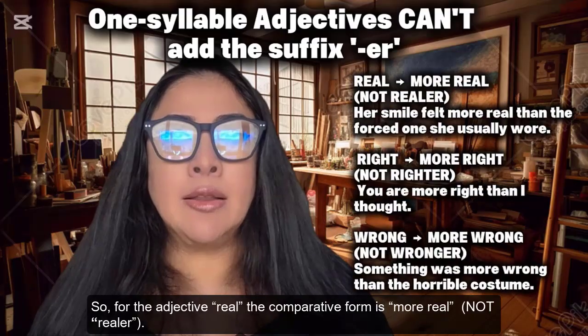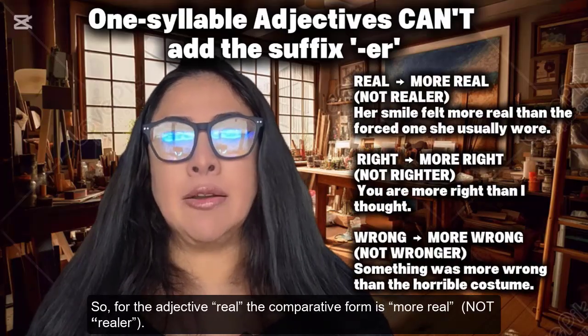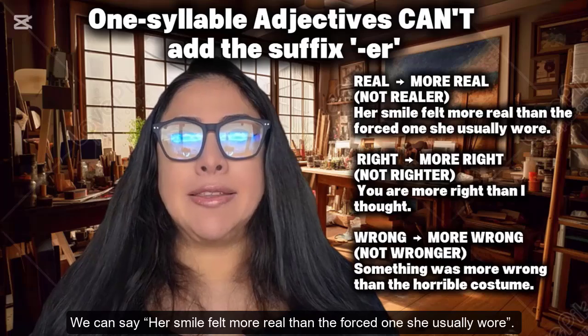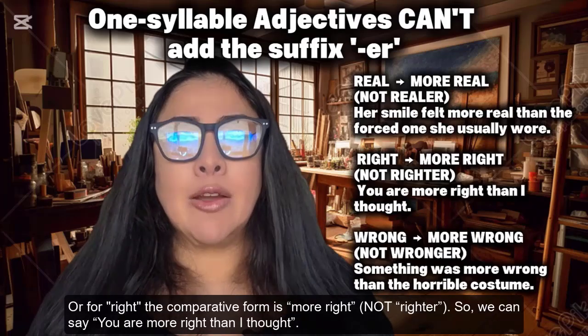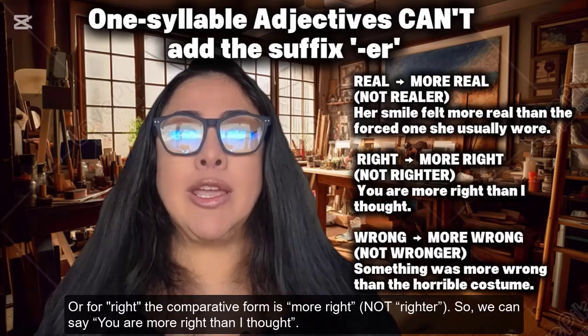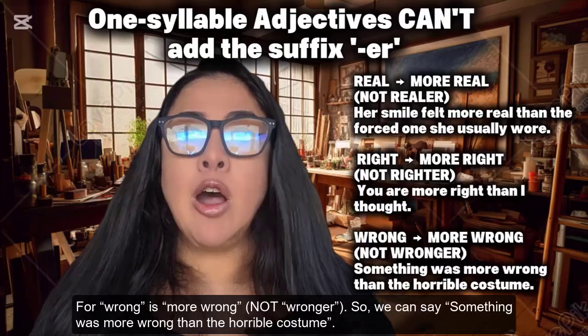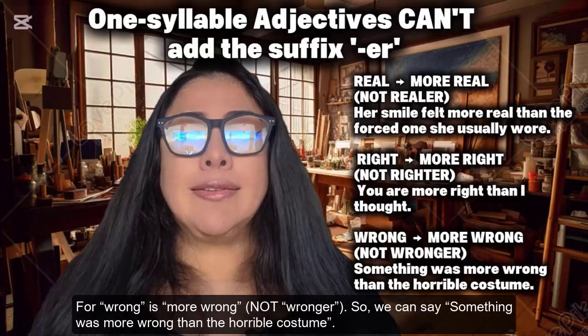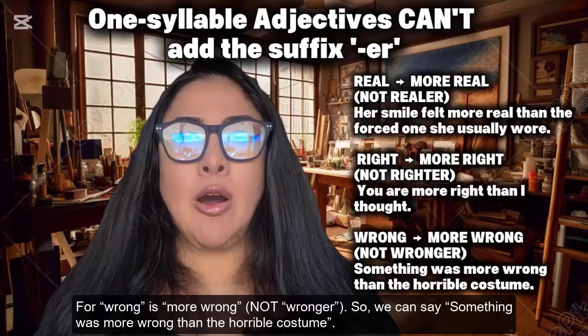So for the adjective real, the comparative form is more real, not realer. We can say her smile felt more real than the first one she usually wore. Or for right, the comparative form is more right, not righter. So we can say you are more right than I thought. For wrong is more wrong, not wronger. So we can say something was more wrong than the horrible costume.